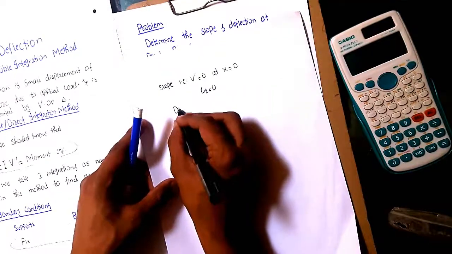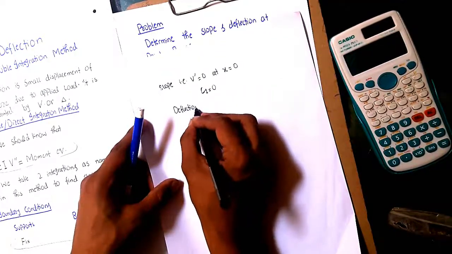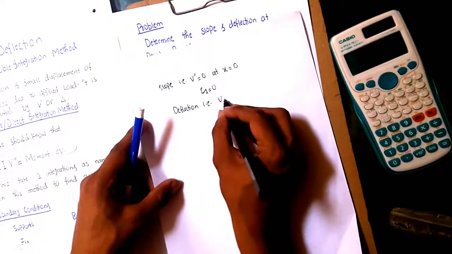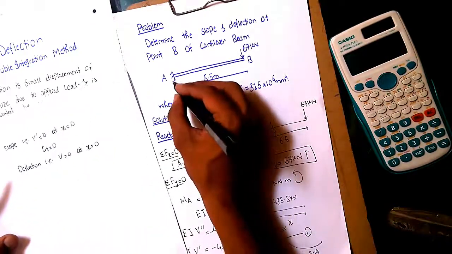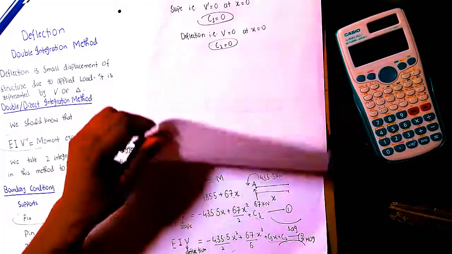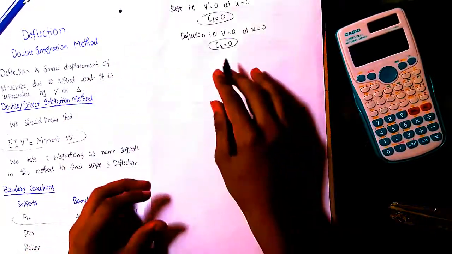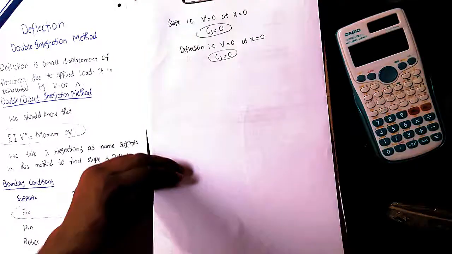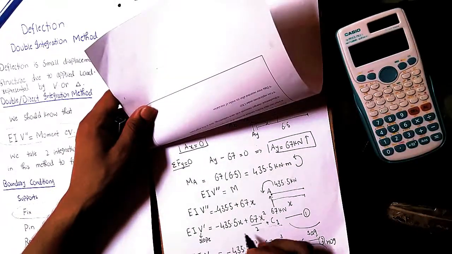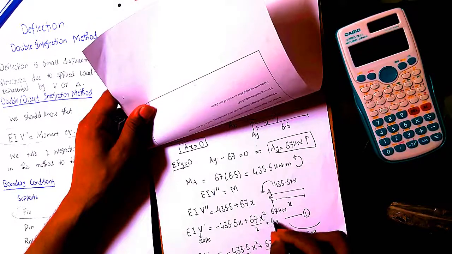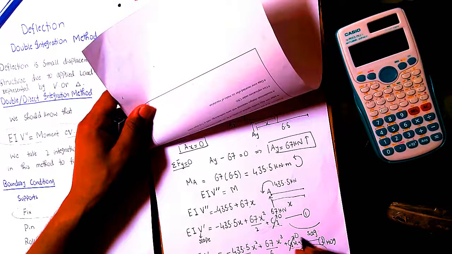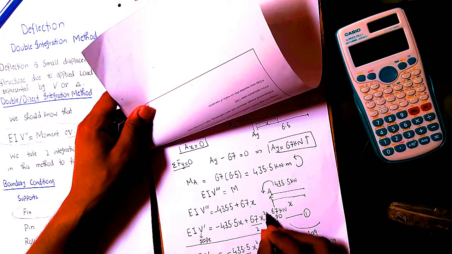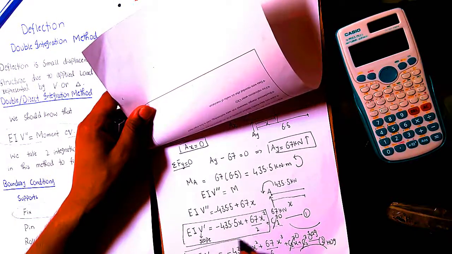Now deflection, that is v, is 0 at x is equal to 0, that is at the fixed support. Putting this in the deflection equation gives me c2 is equal to 0. Now our deflection and slope equations will become, c1 was 0, c2 is also 0. So this is our slope equation and this is our deflection equation.